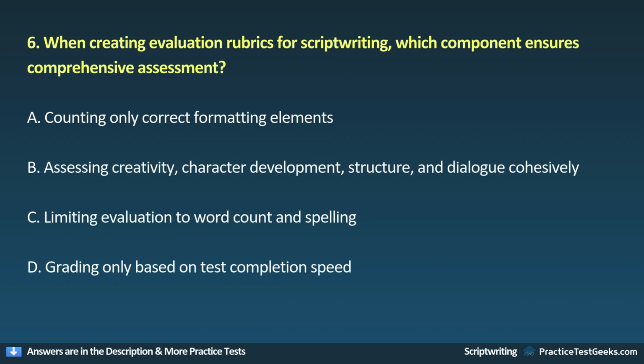6. When creating evaluation rubrics for script writing, which component ensures comprehensive assessment? A. Counting only correct formatting elements. B. Assessing creativity, character development, structure, and dialogue cohesively. C. Limiting evaluation to word count and spelling. D. Grading only based on test completion speed.